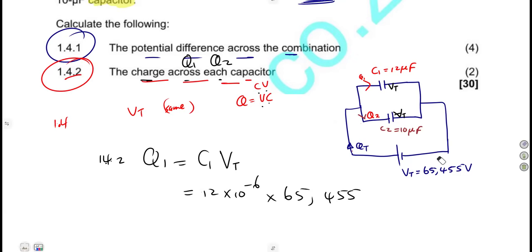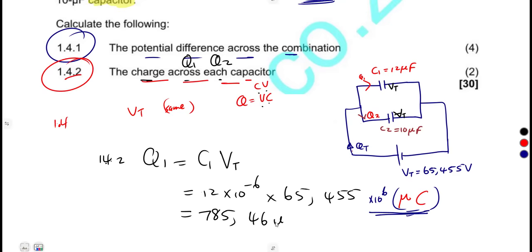So let's say you want to write your answers in microcoulombs. To have your answer in microcoulombs, you multiply by the opposite of that, times 10 to the exponent of what? Times 10 to the exponent of 6. So your answer will be automatically in what? Microcoulombs. That's it. So whatever that you get here, multiply by 10 to the exponent of 6. You get your answer in microcoulombs. So that's our Q1 of 785.46 microcoulombs.